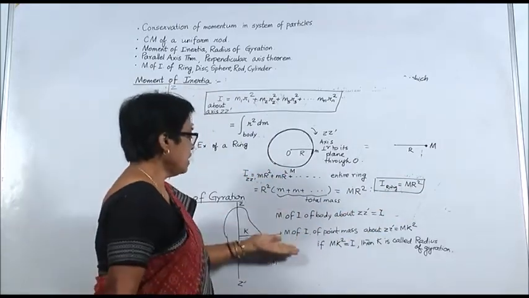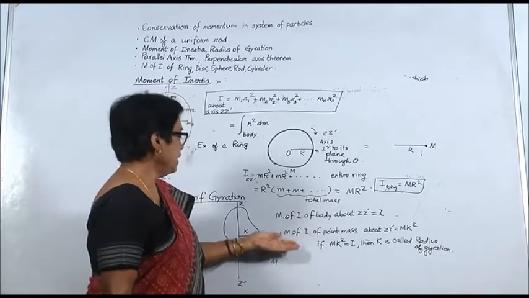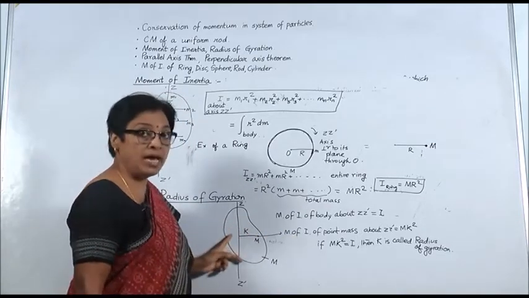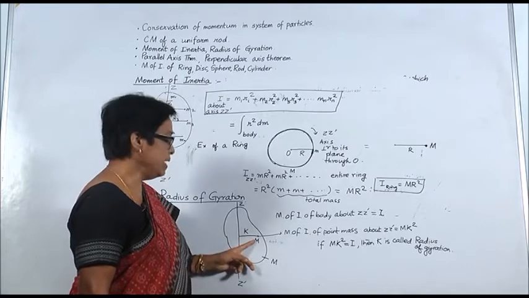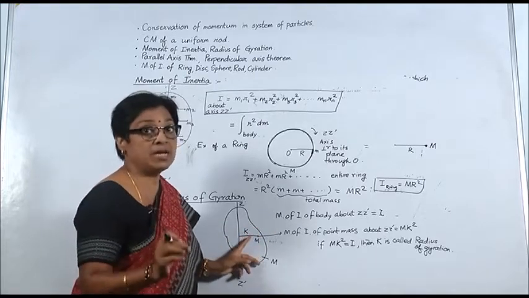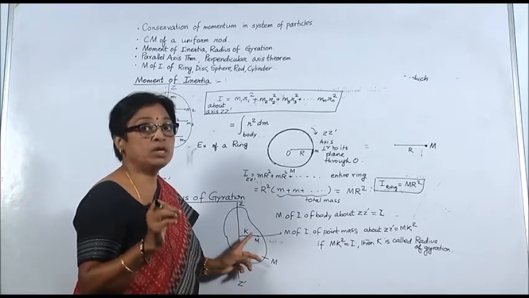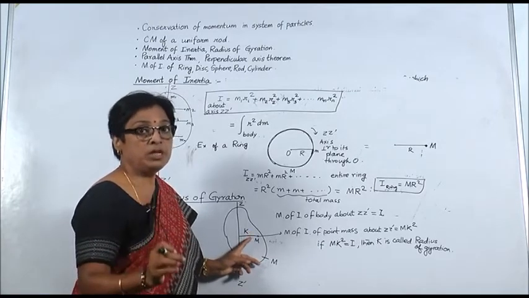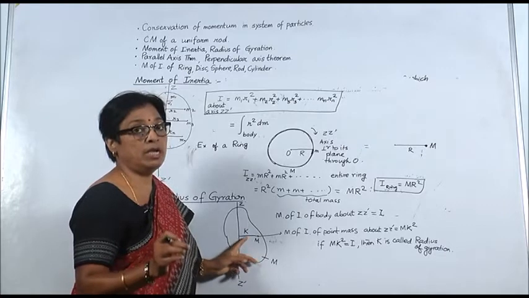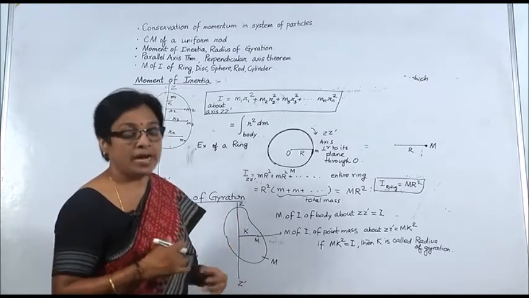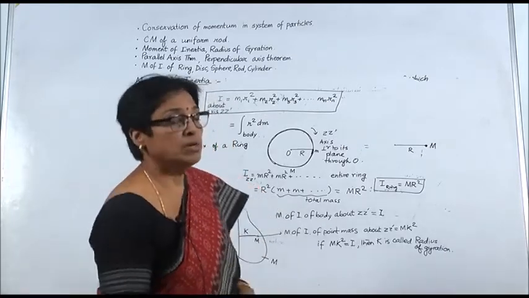So you can write it in your own words. It is the distance from the axis of rotation, where if the entire mass is kept as a point mass, the moment of inertia of that point mass will be equal to the moment of inertia of the whole body about the same axis. So you write it that way, that is the radius of gyration.